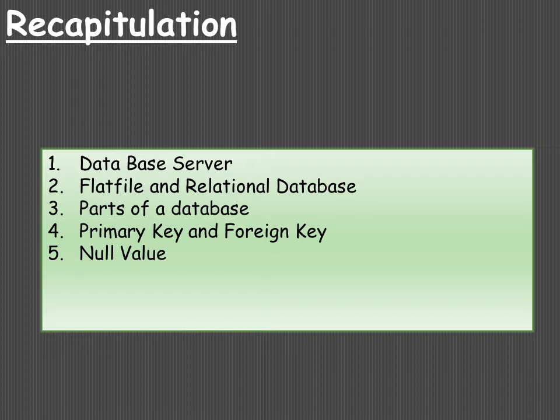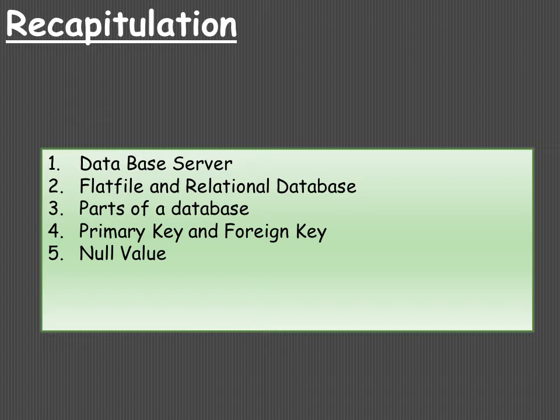A flat file database stores data in a single file or single table, but in a relational database, we can store data or information in multiple tables, and then we can create relationships between those tables to retrieve, update or modify the data in the database, which is not possible in a flat file database.